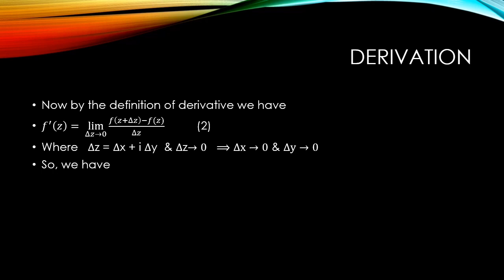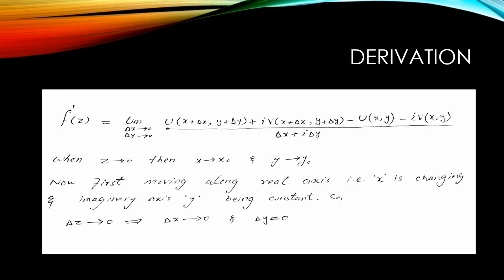So we can write this whole simplified equation as f prime of z is equal to the limit as del x approaches 0 and del y approaches 0 of u of x plus del x, y plus del y, plus iota v of x plus del x, y plus del y, minus u of x, y, minus iota v of x, y, over del x plus iota del y, where we know that if z approaches 0, then x approaches x naught and y approaches y naught.